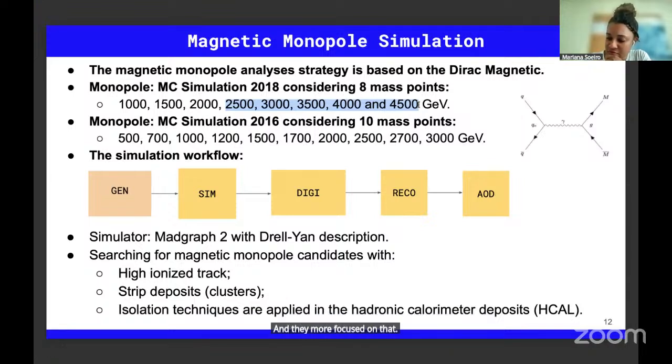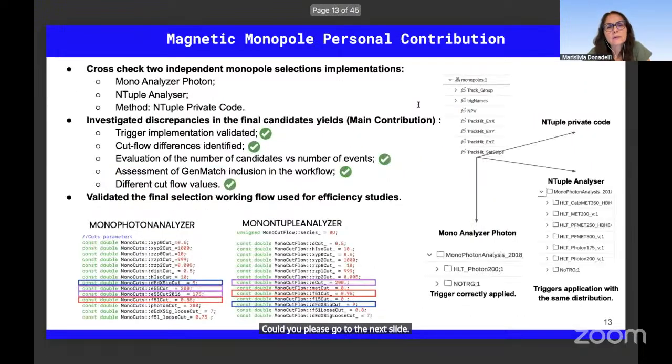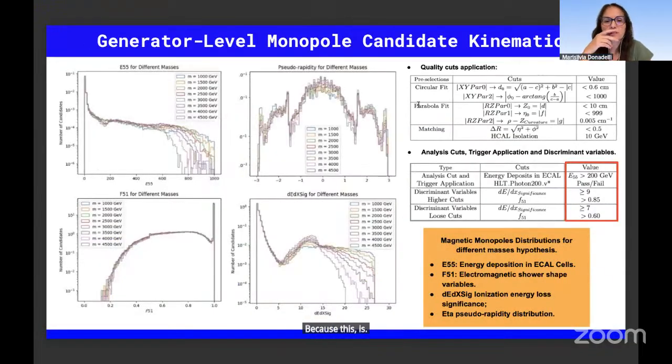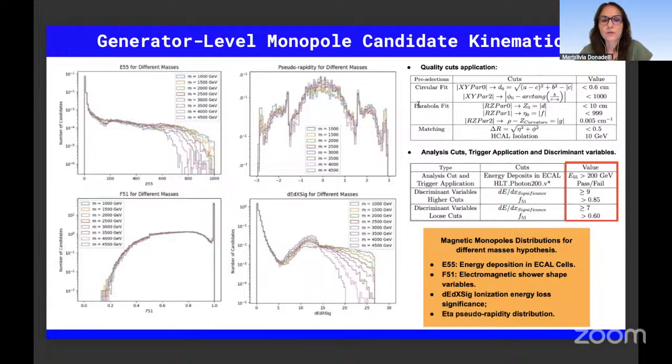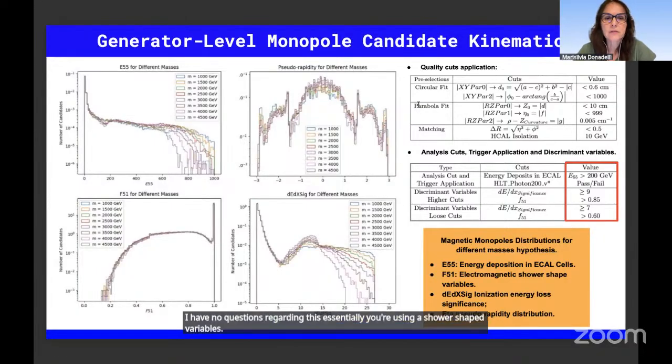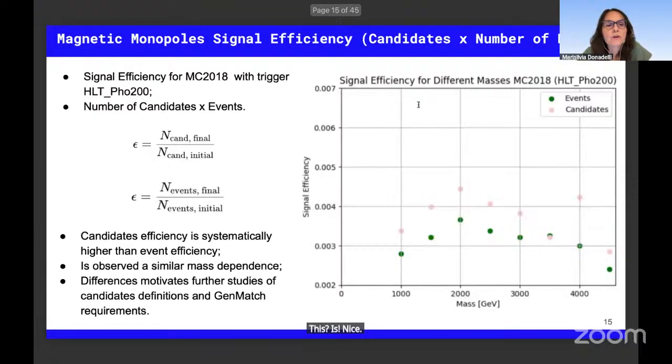Could you please go to the next slide? Okay, you can move on, because this is clear, what you did in terms of the strategy. And then, in terms of the variables you chose for the distributions, I think it's well defined in the text, so I have no questions regarding this. Essentially, you're using a shower shape variable, so I think this is nice. And then you can move on.